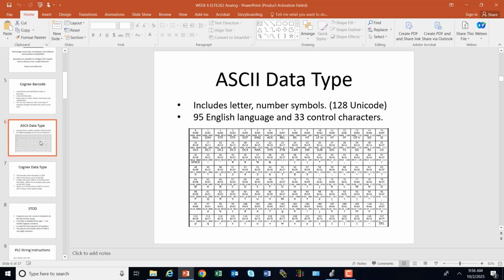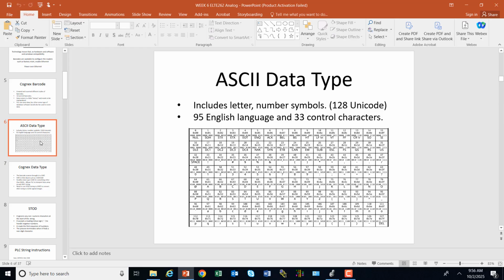Just to reiterate, we did data types in PLC1: INTs and DINTs and REALs and all this kind of stuff. We haven't really worked with REALs yet. That's what we'll be doing this time, along with Booleans. And we talked about ASCII, but we didn't do much with it. ASCII, by the way, is letters, numbers, and symbols, a 128 unit code.